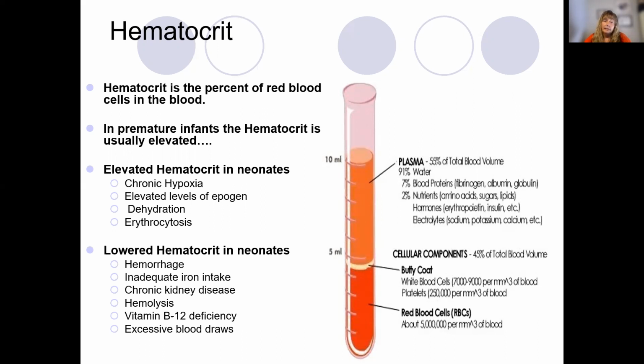Elevated hematocrit in neonates can be related to chronic hypoxia, elevated levels of EPOGEN, dehydration of the patient, or erythrocytosis. A lowered hematocrit in neonates can be relative to a hemorrhage, inadequate iron intake, chronic kidney disease, hemolysis, vitamin B12 deficiencies, but most often excessive blood draws.